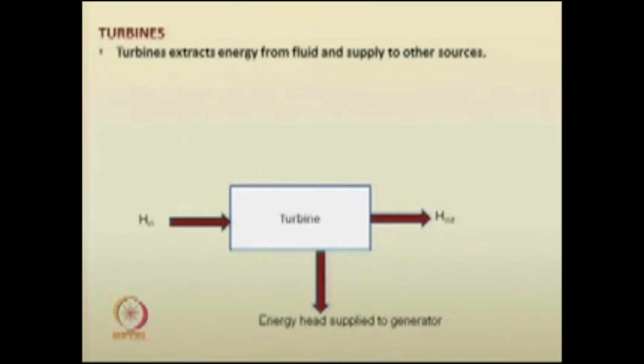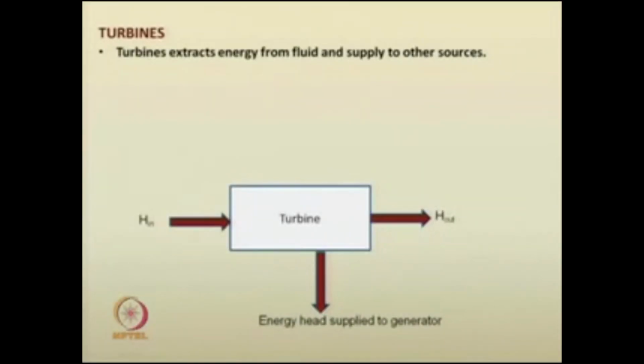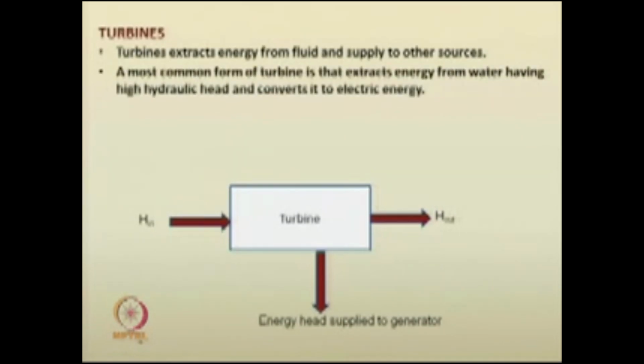Turbines, what do we mean by turbines? Turbines extract energy from the fluid and supply it to other sources. That is how we studied the entire turbine. It has a function opposite to a pump. In a pump, you take energy from an external source and supply it to the fluid, whereas in a turbine you take energy from the fluid and supply it to some other object.